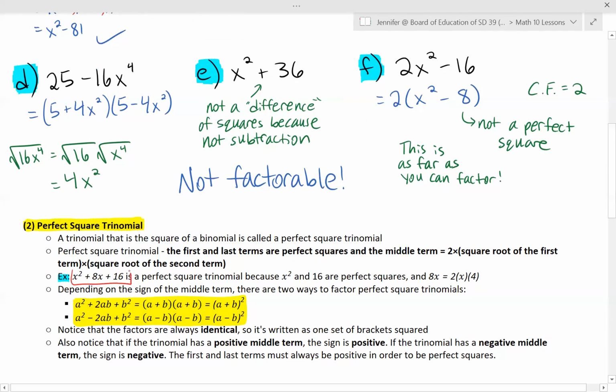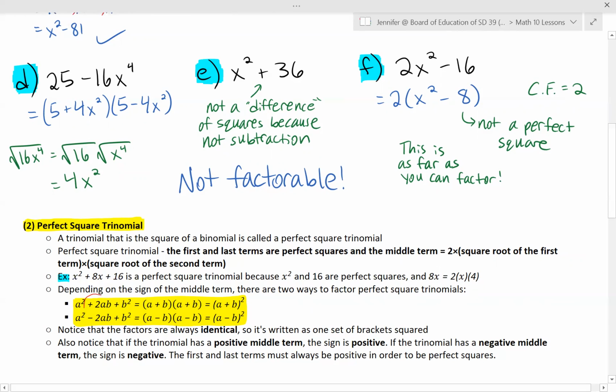So for example here, this is a perfect square trinomial because x squared and 16 are both perfect squares. And then the middle term, 8x, is equal to 2 times the square root of the first term times the square root of the second term. 2 times x times 4 gives you 8x. So it's a bit more work to identify if something's a perfect square trinomial, but that's how you do it.